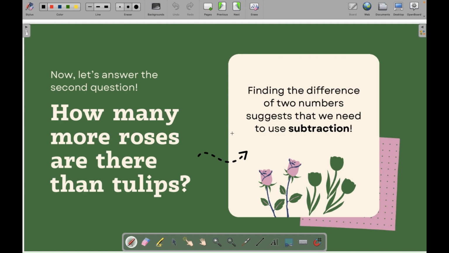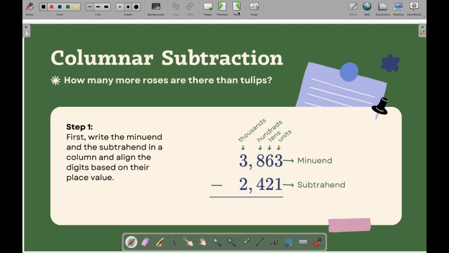Now we move on to the second question. How many more roses are there than the tulips? Right, so we have to find how much more the roses are than the tulips. Here we are comparing two things. Whenever we compare two things, we take their difference, and to take their difference, we use subtraction.